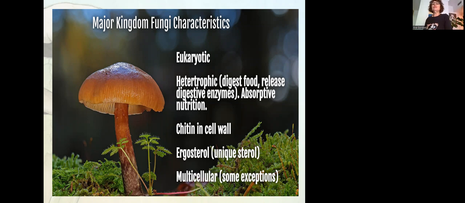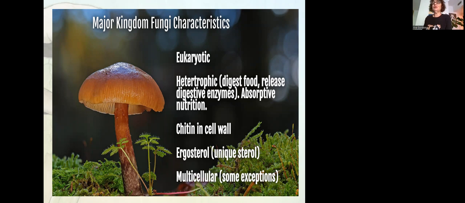They're heterotrophic, which means they cannot make their own food like plants. They digest their food. They secrete digestive enzymes, and they have what's called absorptive nutrition. So they just kind of go on the surface of whatever they're eating and excrete the enzymes. Unlike plants, because they've always been thought of as plants.